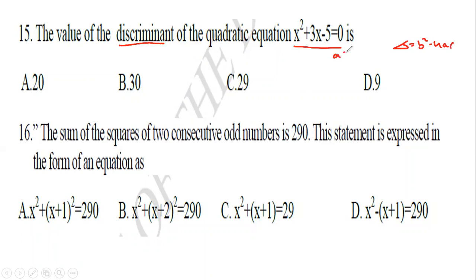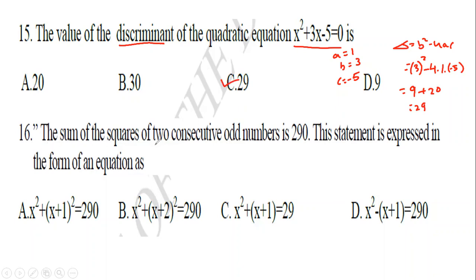The value of a is equal to 1, b is equal to 3, c is equal to minus 5. Substitute here: 3 square minus 4 into 1 into c value, which is minus 5. 3 threes are 9, minus into minus is plus, 4 ones are 4, 4 fives are 20. 20 plus 9 is 29. Which option is right? Option C is correct.